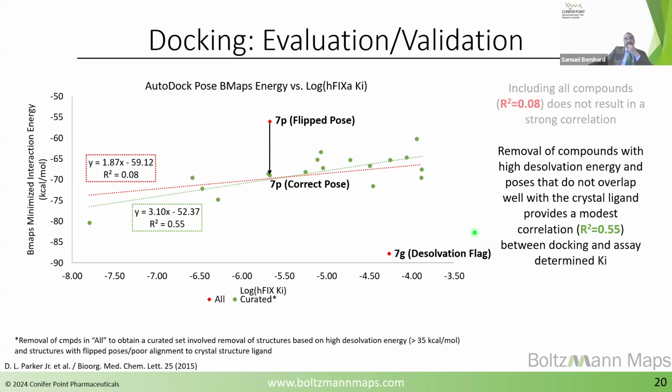So by curating this set and establishing a standard for expectations moving forward, a correlation between the computationally obtained energy score and affinity is obtained with an R squared of 0.55. So in the end, the data trends as expected, with strong affinity compounds receiving stronger energy scores, and weaker affinity ligands receiving weaker scores.